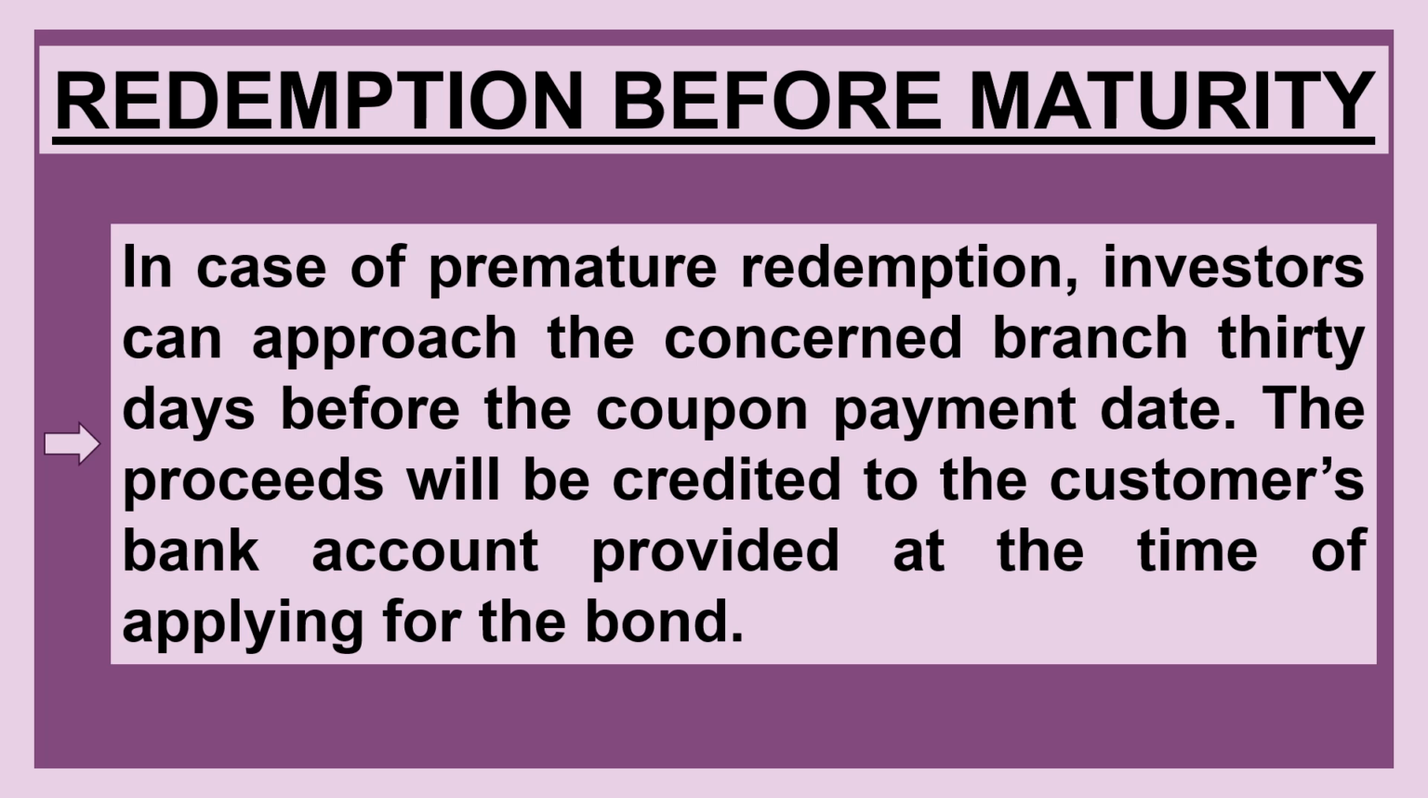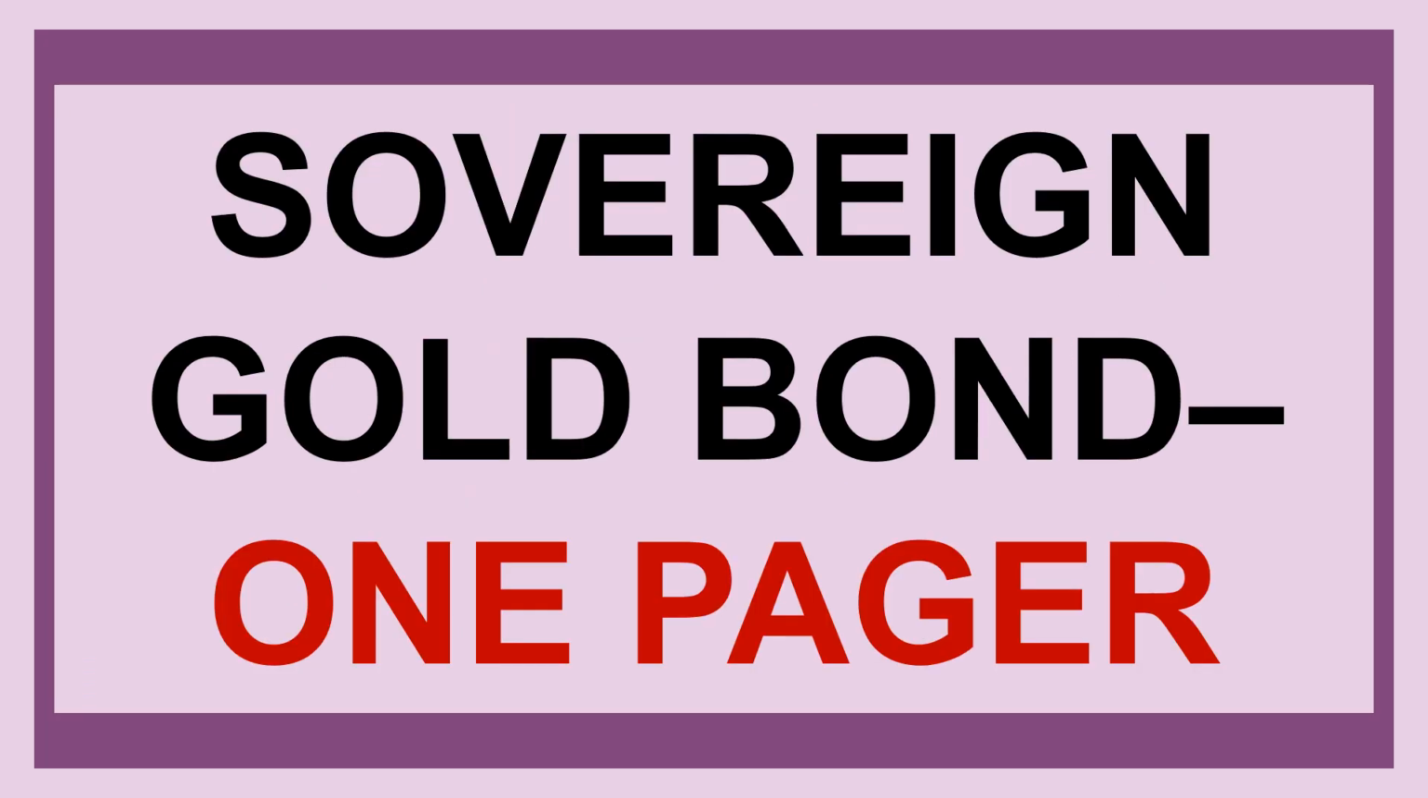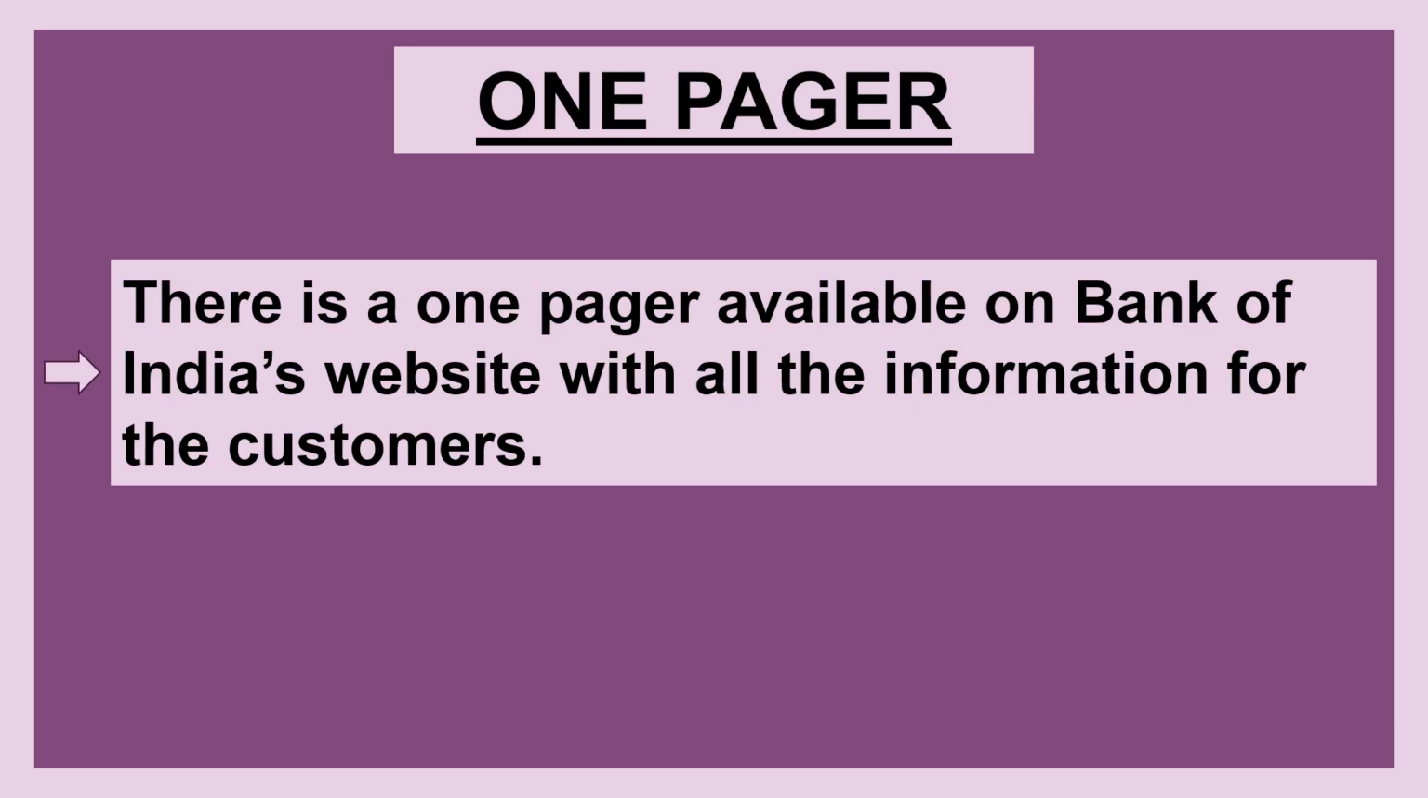In case of premature redemption, investors can approach the concerned branch 30 days before the coupon payment date. The proceeds will be credited to the customer's bank account provided at the time of applying for the bond. Sovereign gold bond, one pager. There is a one pager available on Bank of India's website with all the information for the customers.